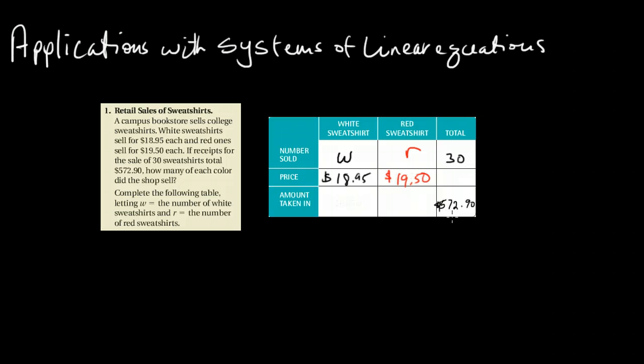We know that the total amount was $572.90, but the white shirts were the $18.95 per price times the number that we sold at that price. As far as the red ones go, it was the $19.50 per price times the number that we sold. So our two equations are set up for us in this manner. We have the white shirts plus the red shirts, and that will equal 30 total units sold.